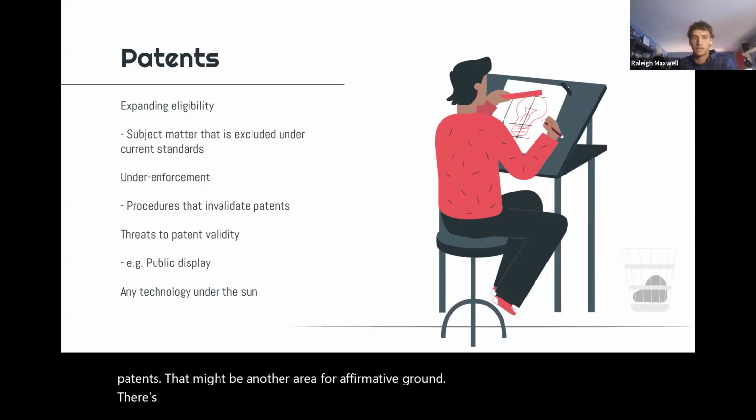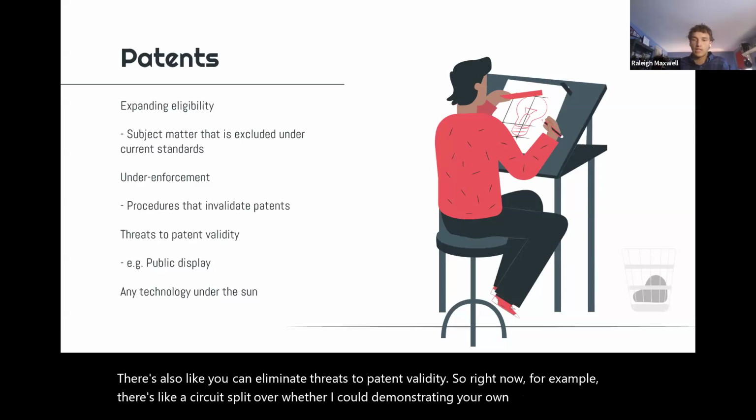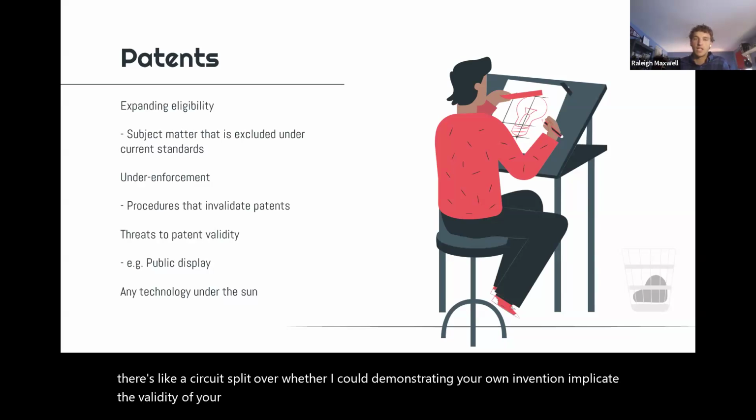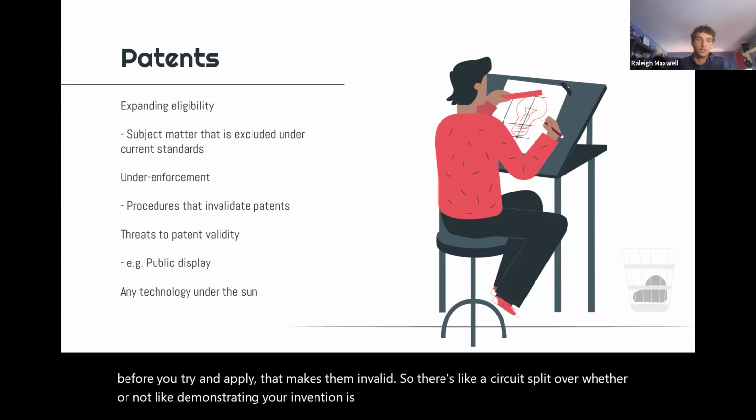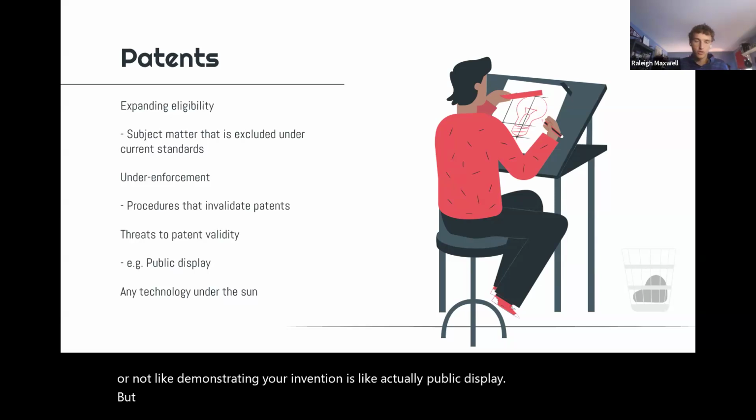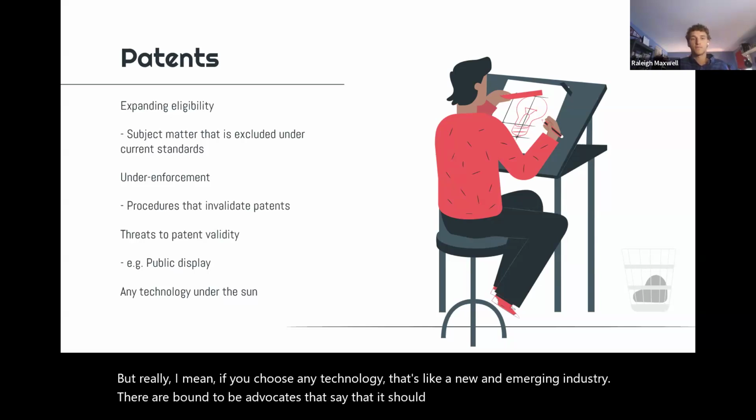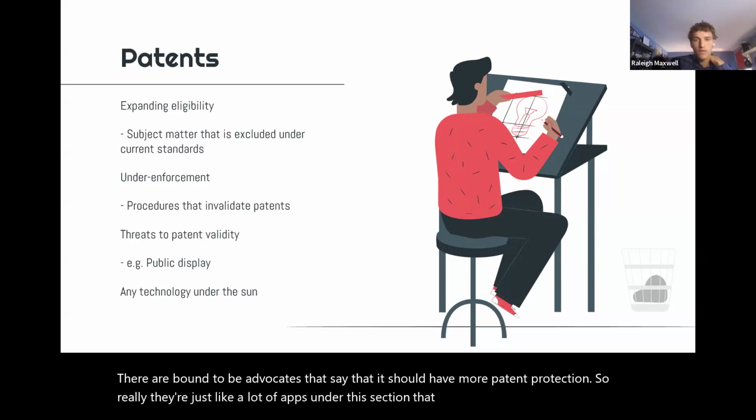You can also eliminate threats to patent validity. Right now, for example, there's a circuit split over whether demonstrating your own invention implicates the validity of your patent. Because if inventions are in public use, as we talked about earlier, before you try and apply, that makes them invalid. So there's a circuit split over whether demonstrating your invention is actually public display. But really, if you choose any technology that's a new and emerging industry, there are bound to be advocates that say it should have more patent protection. So there are a lot of apps under this section that you could find.